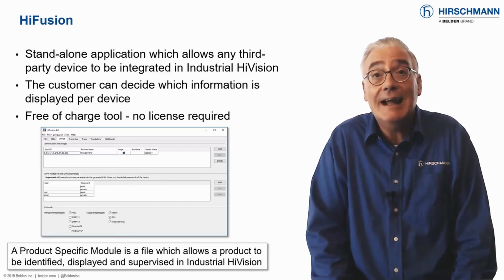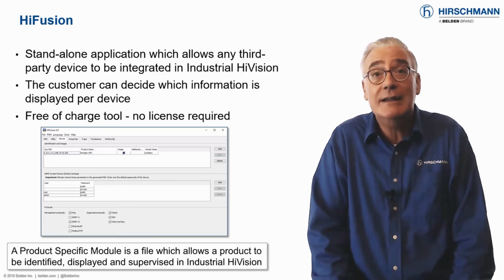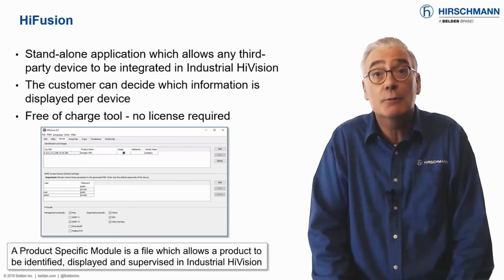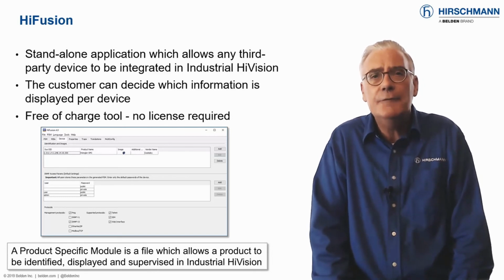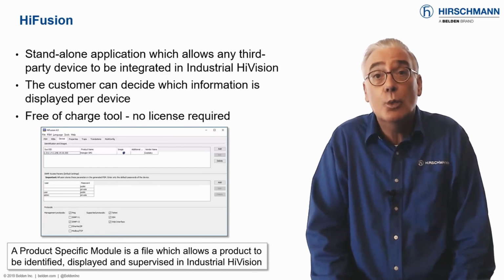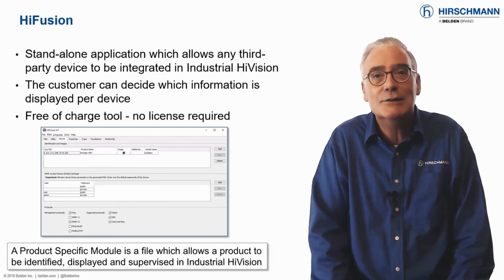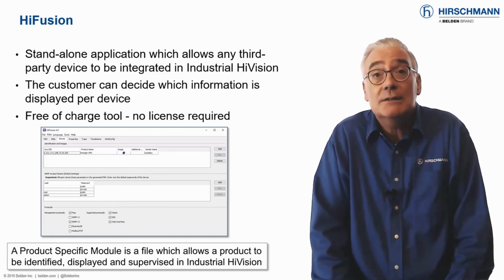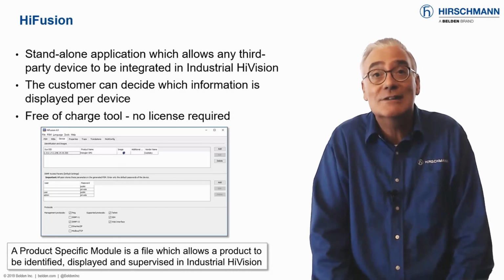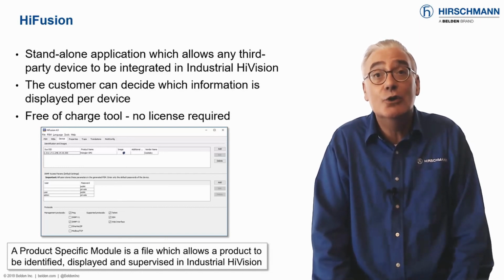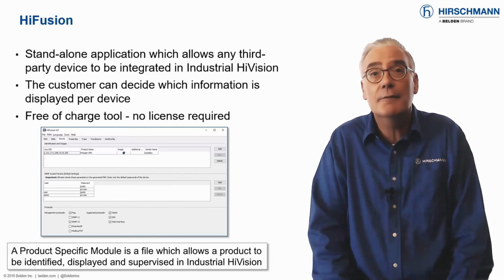HiVision is a standalone application which can generate the code required to configure and supervise a third-party device. If you have no SNMP knowledge, the HiVision wizard will generate basic supervision code. If you are an SNMP expert, the sky is the limit for supervision and configuration code. HiVision includes a test environment, so you do not need to touch your live installation.